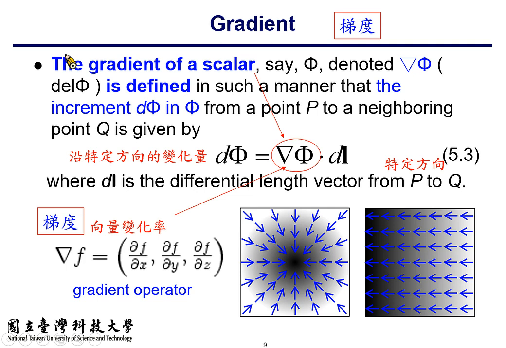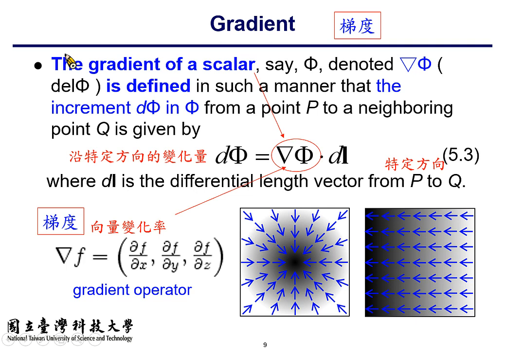You're taking the spatial derivative of this scalar f in the x direction, in the y direction, and the z direction. The result will be pointing toward the x direction, y direction, and the z direction respectively. So the consequence of the gradient operator is a vector. So in this equation, you have the gradient of phi, which is a vector, doing a dot product with dl. What is dl? Differential length.